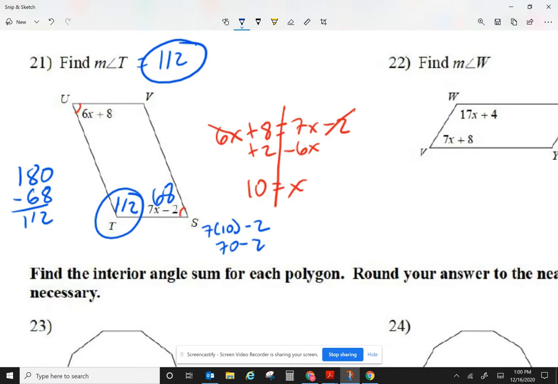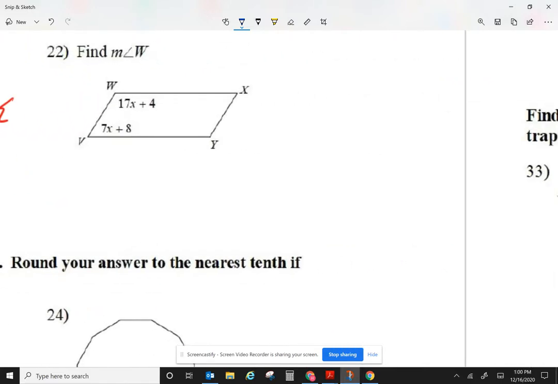All right, let's take a look at number 22 now. Let me solve for x first. I notice that two angles are adjacent. So the way I'm going to solve for x, I'm going to add them up. 17x plus 4 plus 7x plus 8 equals 180. Right? They don't equal each other. They add up to 180.